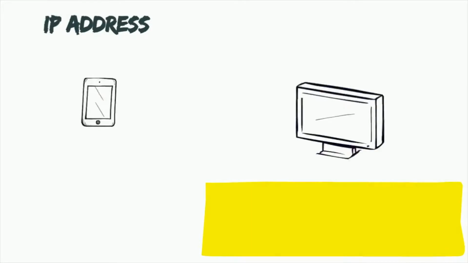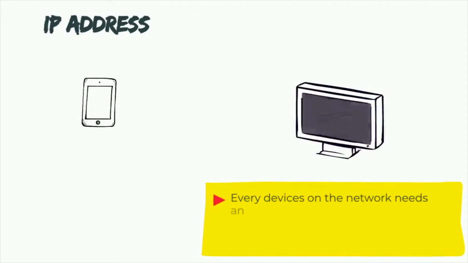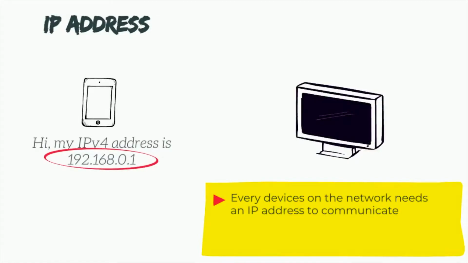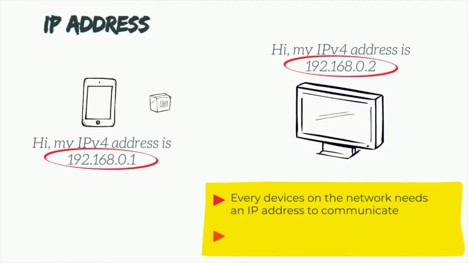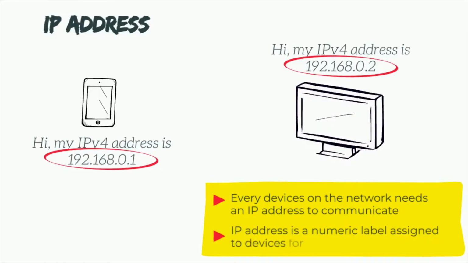Just like we call our friends with their names, the devices on computer networks identify each other using an IP address. That's the first thing any device needs when joining a network. Here, the iPhone has the IP 192.168.0.1. Meanwhile, the PC has the IP 192.168.0.2. This address can be assigned either manually or using DHCP.